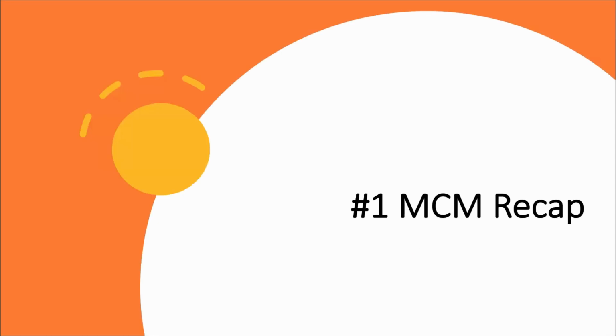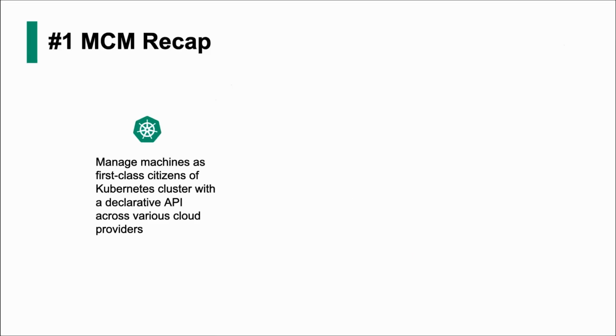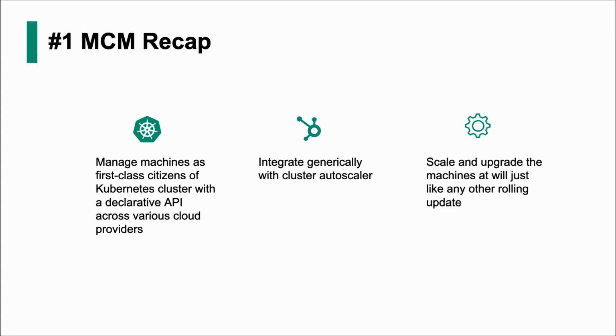Okay, to begin with, the MCM recap. Machine Controller Manager is the best known automation to manage machines because it treats machines as first-class citizens of a Kubernetes cluster with a declarative API, and also supports various cloud providers. It is very easy to integrate MCM with components like cluster autoscaler, node problem detectors, etc. And scaling and upgrading of machines at will is just like any other rolling update in Kubernetes.